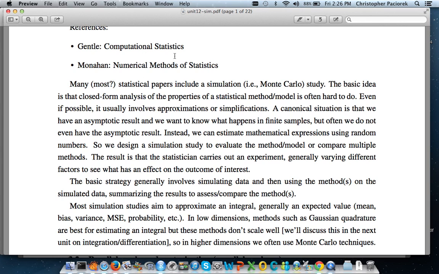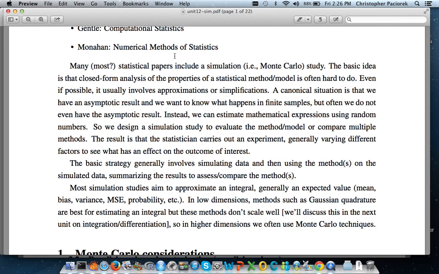And then we'll also talk some about what to do if you have a distribution that is not easy to simulate values from. What are some methods that you can use, things like rejection sampling and importance sampling and some other methods?